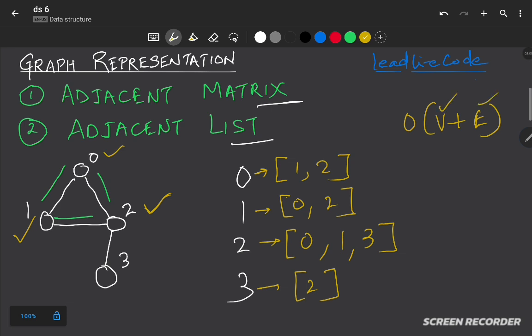And what are the various use cases where you can use these two representations? I think that's a question I would like to put up to you. Let us say there is a use case where you have to represent a social network graph with millions of users in it. Which of these two, matrix or list, would you use?